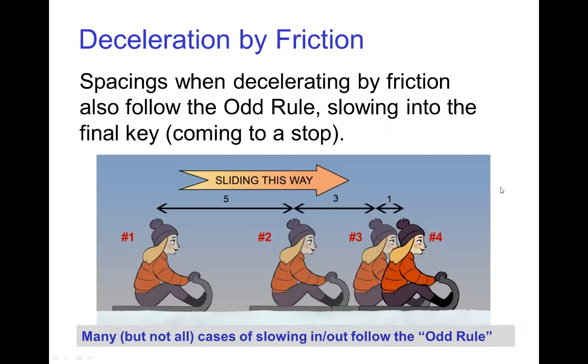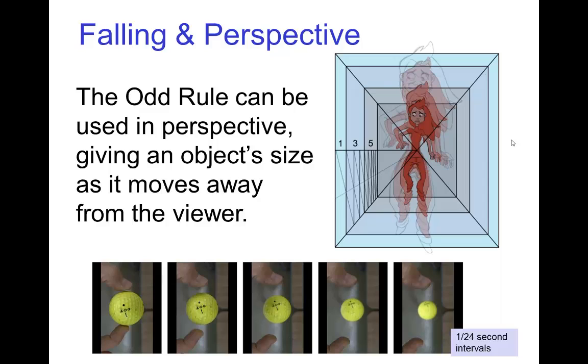Finally, the odd rule also applies in many cases when something is slowing in. So when friction is slowing the motion, then usually slowing in and coming to a stop also follows the odd rule. In later tutorials, we'll see lots of examples where slowing in and slowing out follows the odd rule. Essentially, whenever the acceleration is constant and whenever forces are constant, then slowing in and slowing out follow the odd rule. Falling in perspective is a little more complicated, but you can still use the odd rule, and it sort of gives you an indication of how the size of something gets smaller as it's falling away from the camera, say.